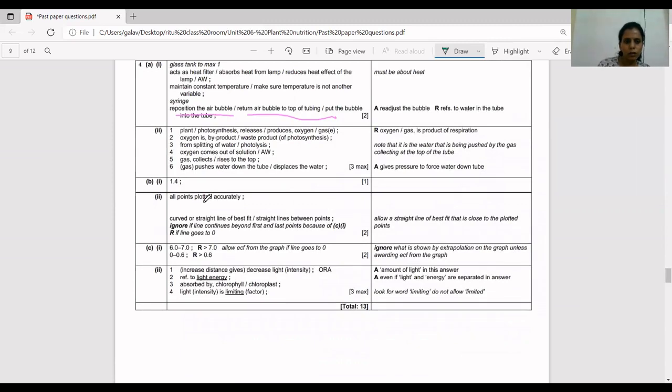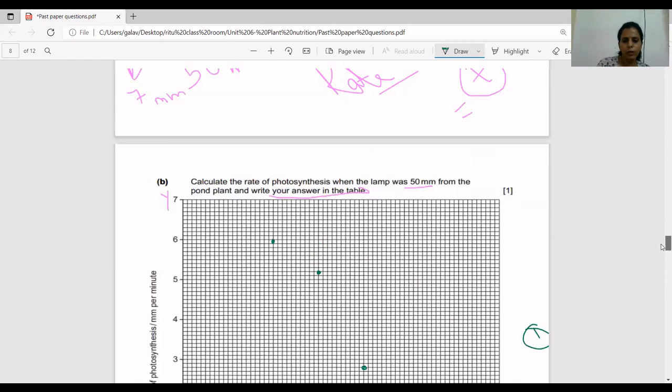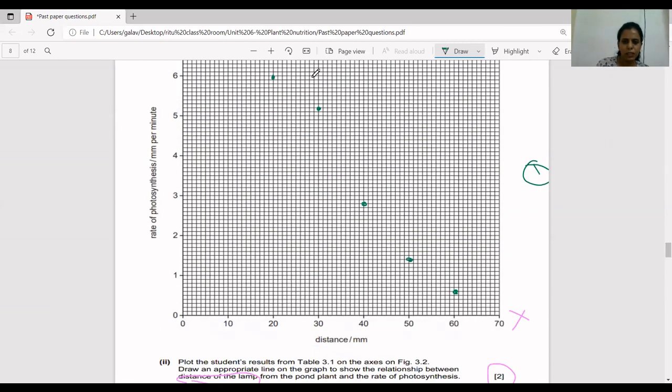Okay, so all points are plotted accurately. This is for 1 mark, and then curved or straight line of best fit. Here, by looking at the points, you can make out a line of best fit. If you're not making a line of best fit, you can just join all the plots and draw a curved line, as I'm making here. For this curved line also you can get another mark.